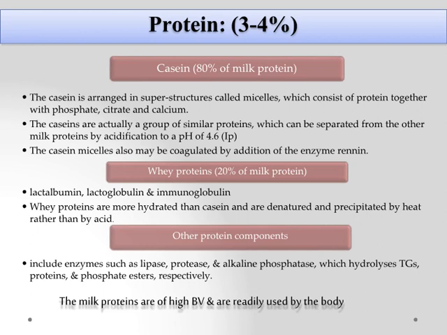Whey proteins, 20% of milk protein: lactalbumin, lactoglobulin and immunoglobulin. Whey proteins are more hydrated than casein and are denatured and precipitated by heat rather than by acid. Other protein components include enzymes such as lipase, protease, and alkaline phosphatase, which hydrolyze TGs, proteins, and phosphate esters, respectively. The milk proteins are of high BV and are readily used by the body.